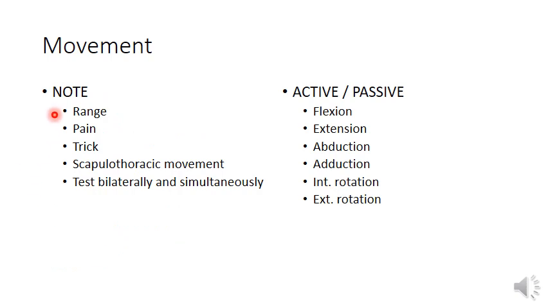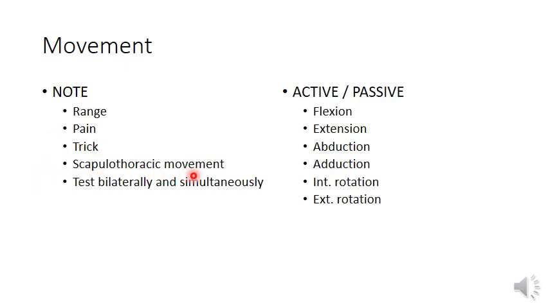We need to note the range of movements and note any pain. Sometimes the patient may mask, they may do the movement, but they may trick a little bit. Okay, so like bending the shoulders. So make sure that if they are making any other compensatory movements, you identify them to make sure that the movements are normal.